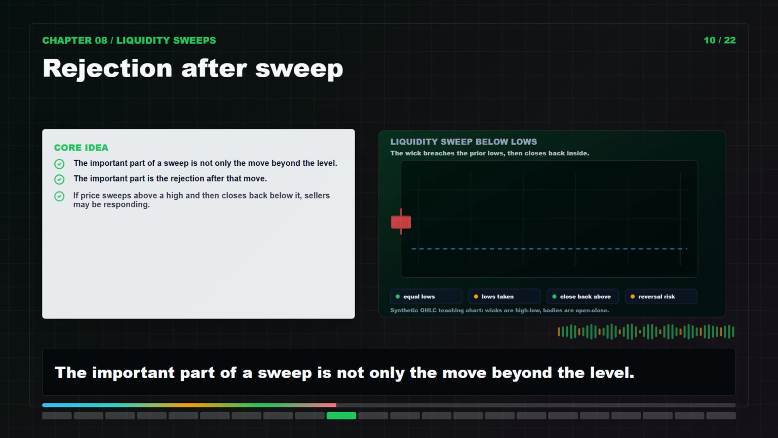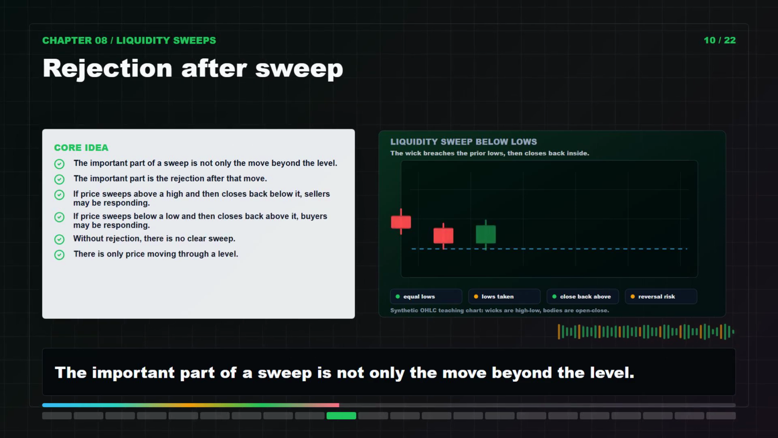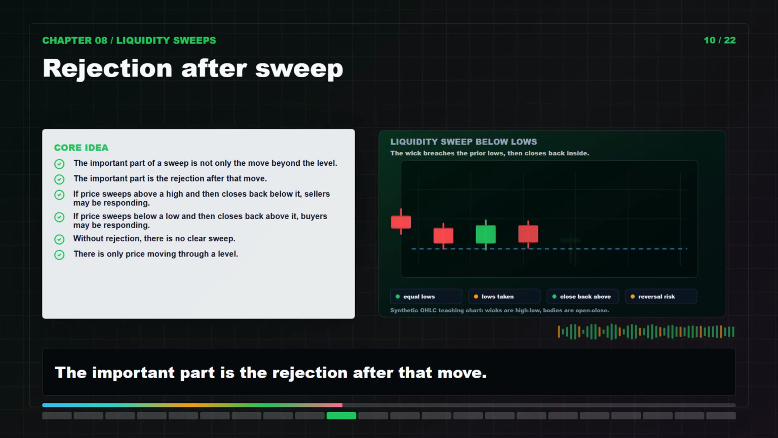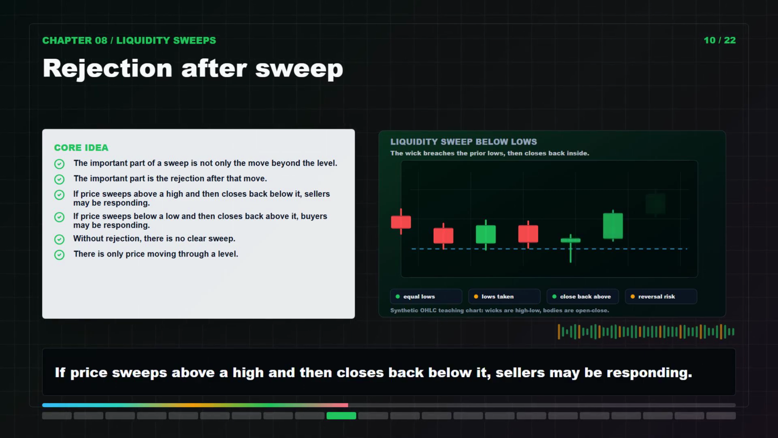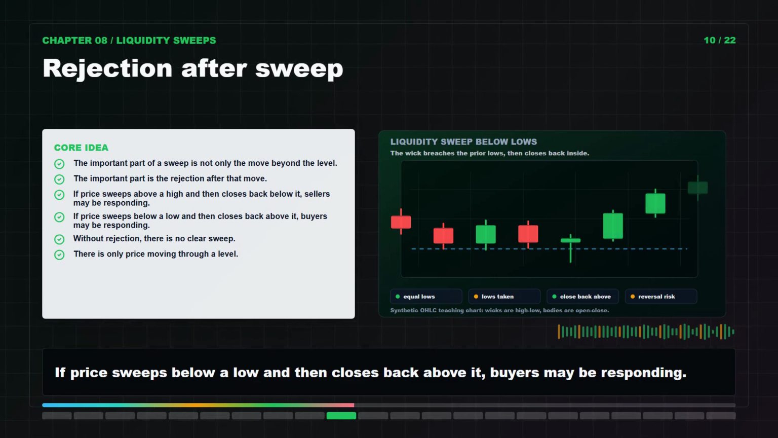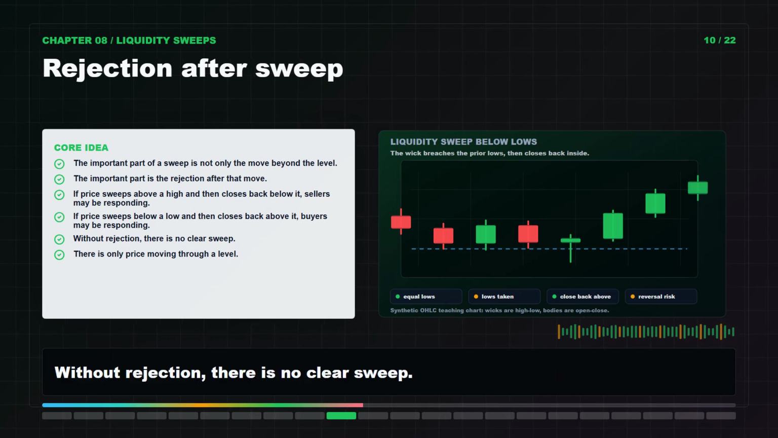The important part of a sweep is not only the move beyond the level. The important part is the rejection after that move. If price sweeps above a high and then closes back below it, sellers may be responding. If price sweeps below a low and then closes back above it, buyers may be responding. Without rejection, there is no clear sweep.